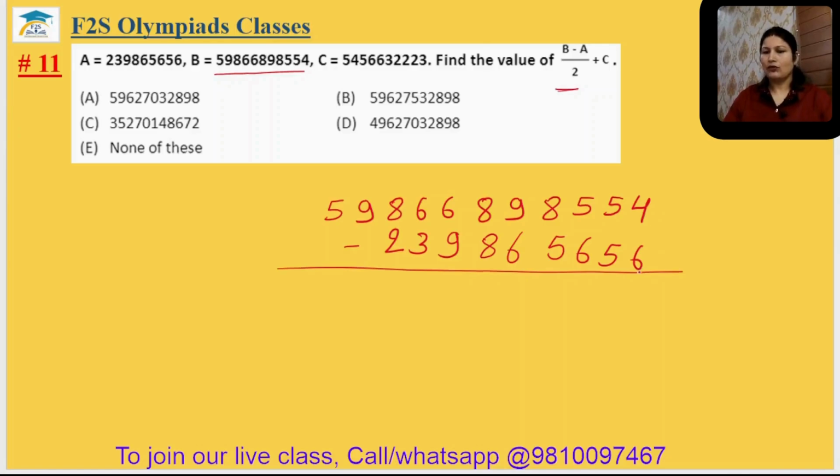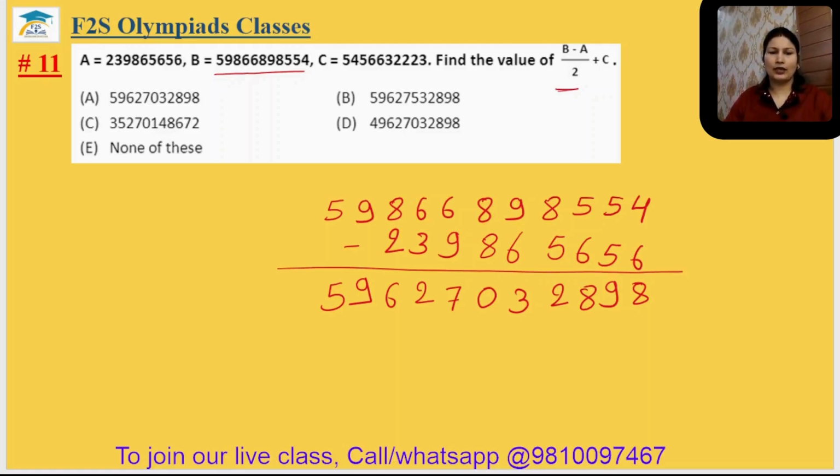There is subtraction. 14 minus 6, 8. 14 minus 5, 9. 14 minus 6, 8. Now 7 minus 5, 2. 9 minus 6, 3. 8 minus 8, 0. 16 minus 9, 7. 5 minus 3, 8 minus 2, 6. 9 and 5. Okay. Now B minus A will be divided by 2.